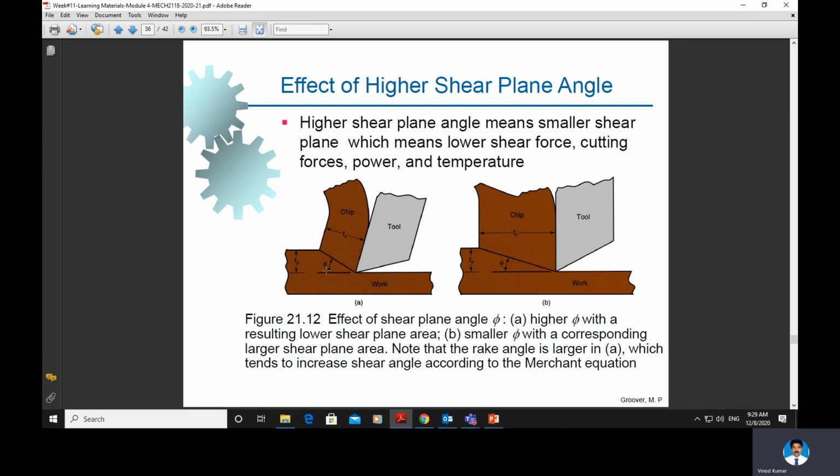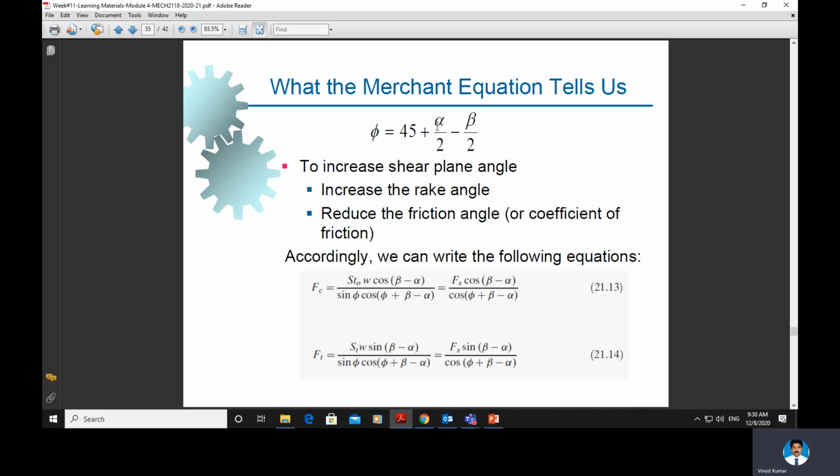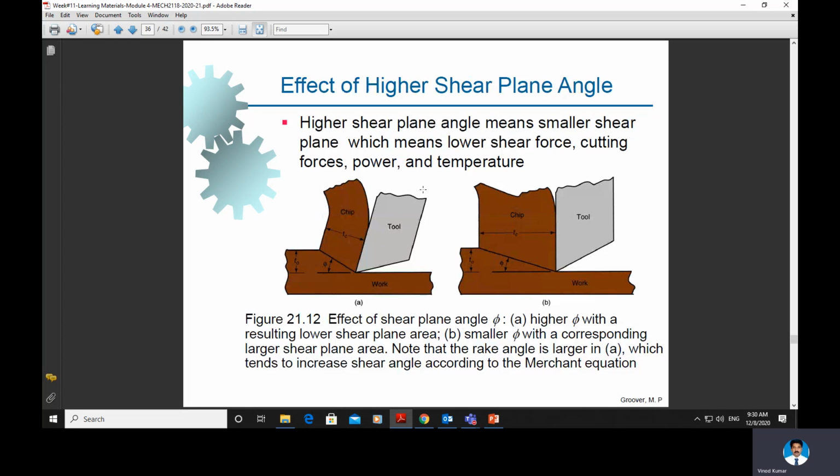As you can see here, when phi is high, there will be a very small shearing area. Shearing area less means shearing force less, shearing power less, and temperature less. So as the shear angle phi increases, the shearing area will be less, hence the shearing force will be less, and power and cutting temperature will be less. You increase alpha, the rake angle; as per this equation, you increase phi, so the area will be less and force and power can be reduced.